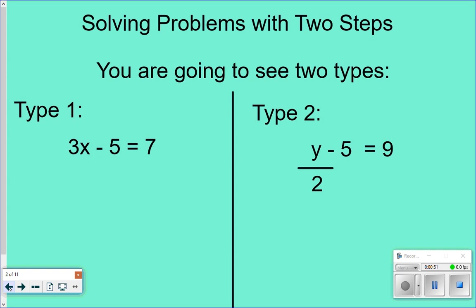What's that? There is. My third one is not yet. We have to know how to do these before we get to the third type.